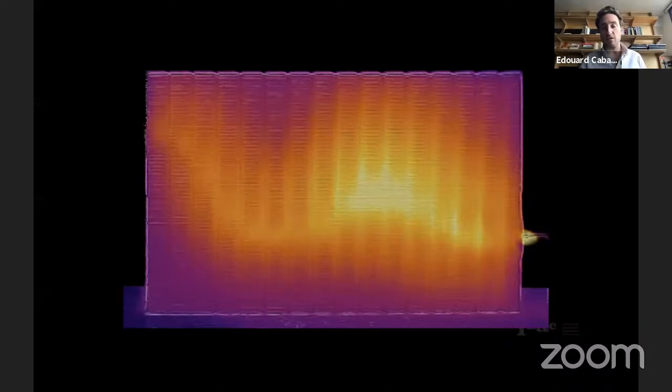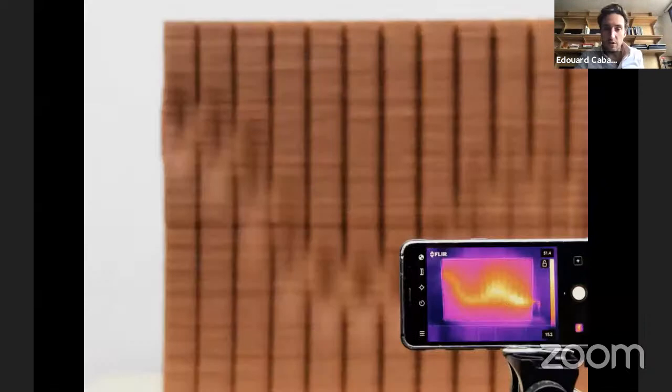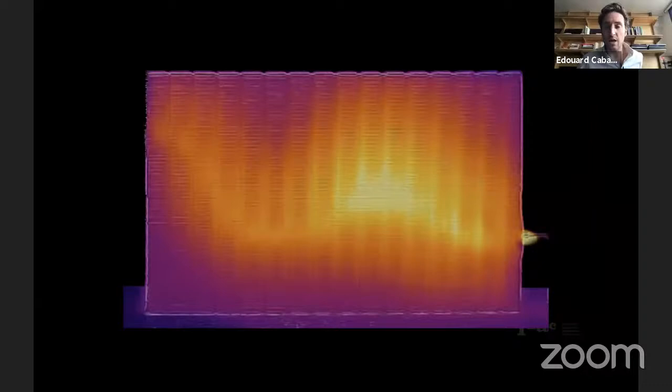So I like it because if we look at this, it's a wall that actually is a straight wall with very little modifications to it, but actually the performance that we can see in the thermal image is really highly precise. And I think this is quite a special way to design.